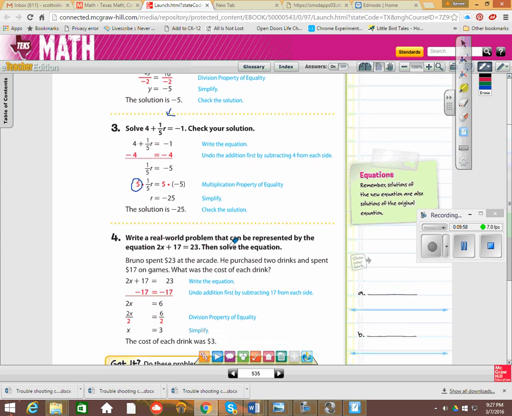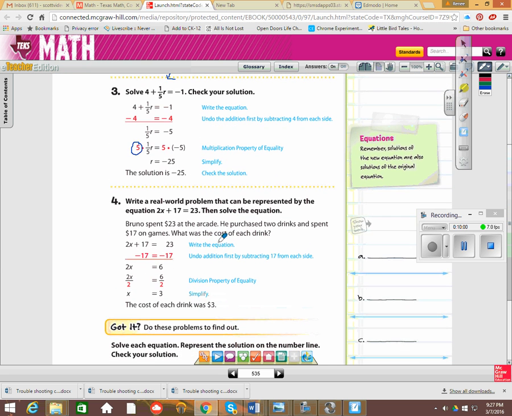So positive times a negative is a negative 25. And in example 4, we see the real world problem that's represented is 2x plus 17 equals 23. So we add an opposite to the 17, and therefore we're subtracting from the 23. We have to divide by 2 because you want the x by itself, and 2 is multiplied by x, to get the cost of each drink is $3.